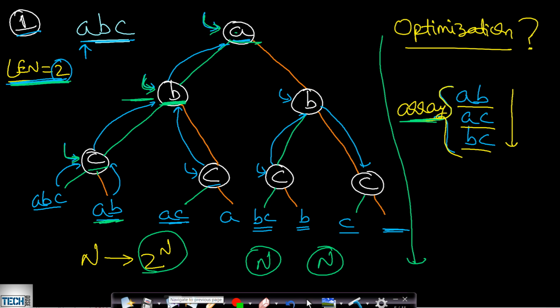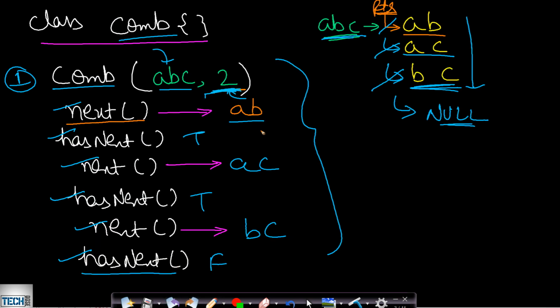The better technique is that we can evade all this creation part, all this combination part. When our constructor is called, we will store our string and we will store our combination length. Now after storing these values, we will not pre-process. That means we will not be generating all possible strings.